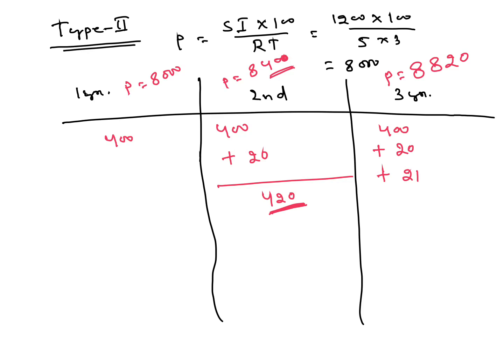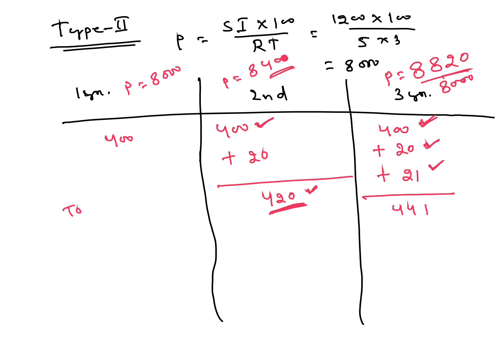Again I am repeating, for third year, for first 8,000 rupees you will get 400 rupees, then next 400 rupees you will get 20 rupees, 5%, then 420 rupees. For 420 rupees you will get 21 rupees. Total 441 rupees. So for 3 years interest you have to calculate.